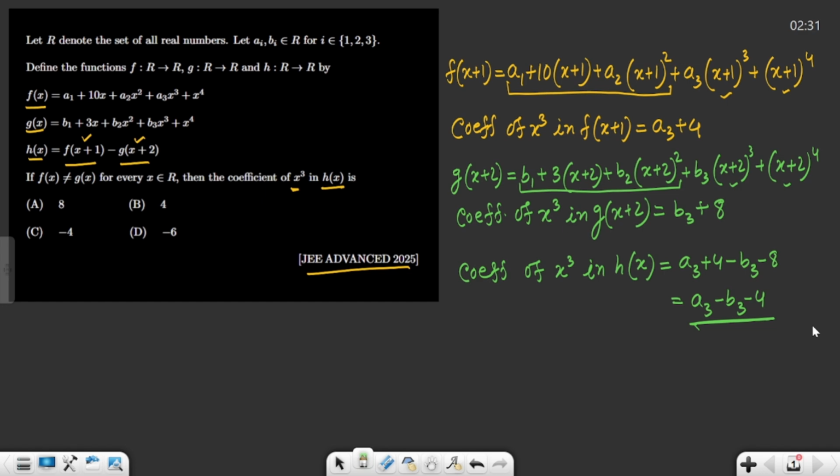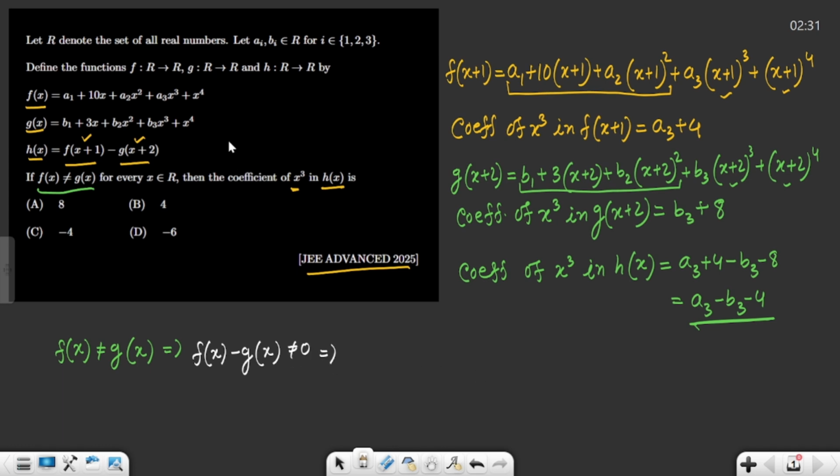If you see, there is an extra information: f(x) not equal to g(x). Now why is this given? We did not use it till now. So let us write f(x) not equal to g(x). Now this means what? This means f(x) minus g(x) not equal to 0.